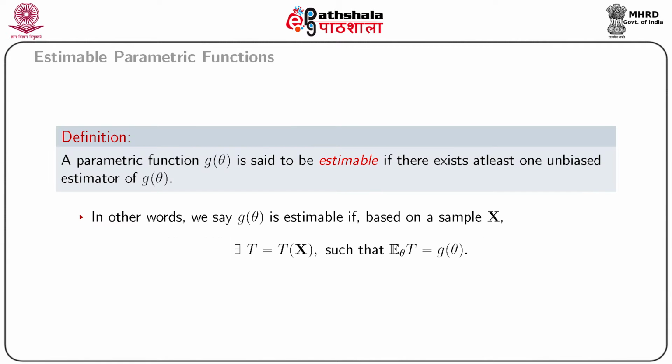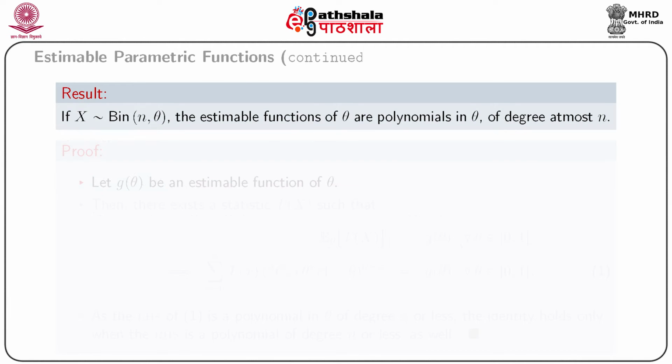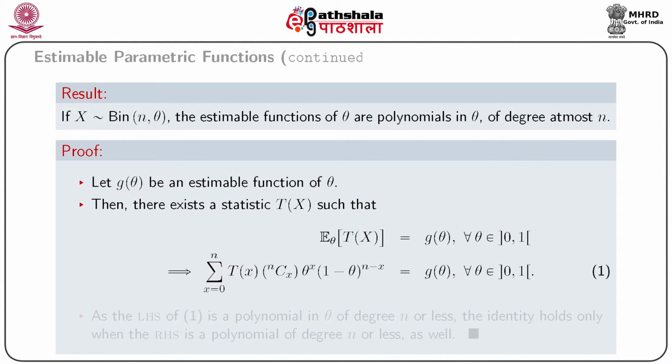In this lecture, first we shall discuss the concept of estimable function. A parametric function g theta is called estimable if there exists at least one unbiased estimator of g theta. Consider the following examples. Example 1. Suppose X follows binomial n, theta, where n is known and theta is unknown. Let g theta be an estimable function of theta.